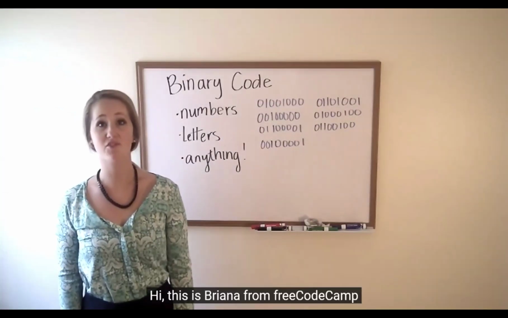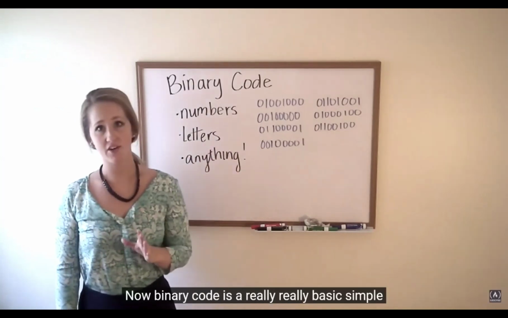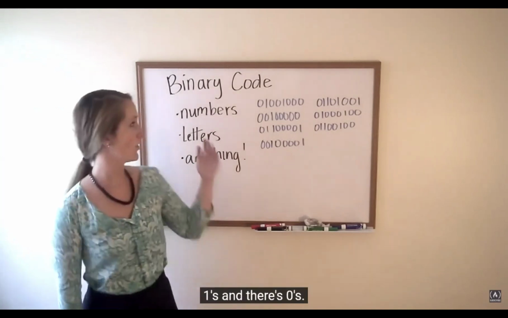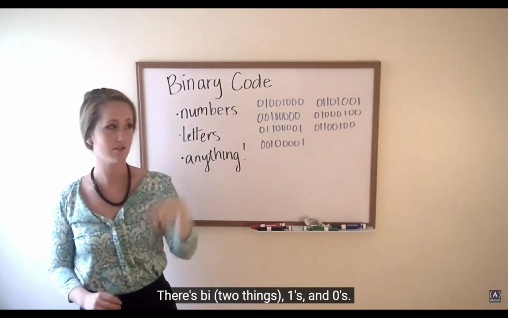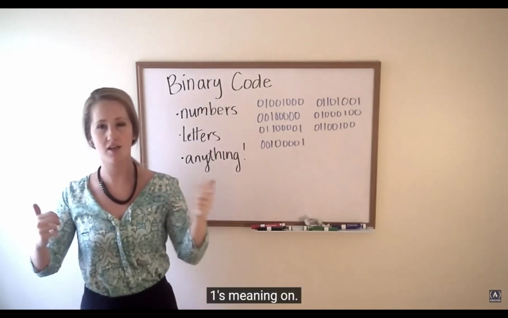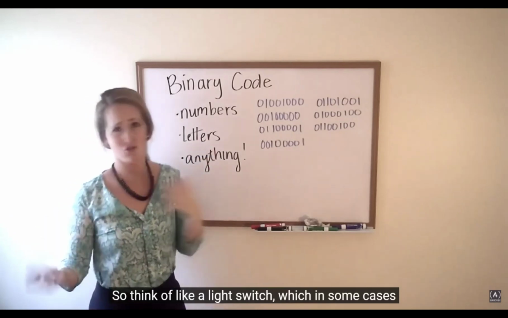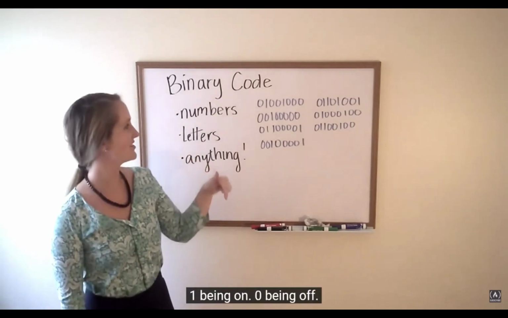Hi, this is Brianna from Free Code Camp, and today we're going to talk a little bit about binary code. Now, binary code is a really, really basic, simple computer language where there's just ones and there's zeros. There's two things, ones and zeros. Ones meaning on, zeros meaning off. So think of like a light switch, which in some cases in super old computers there was an actual switch which was either on or off. One being on, zero being off.